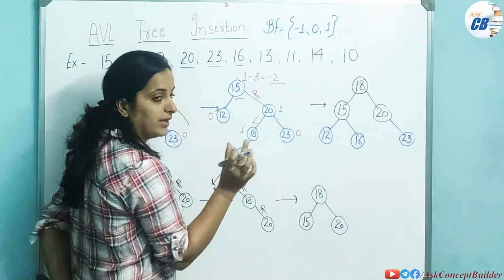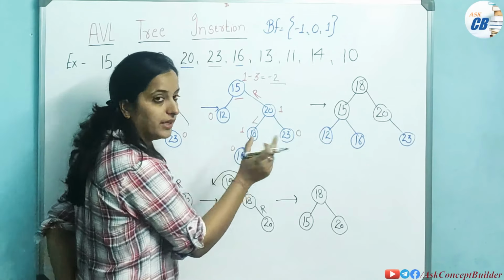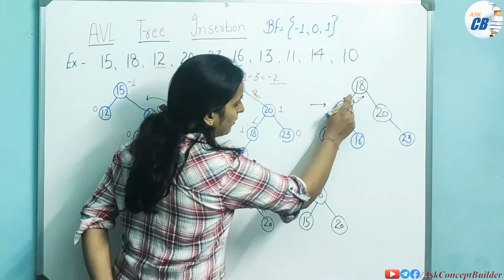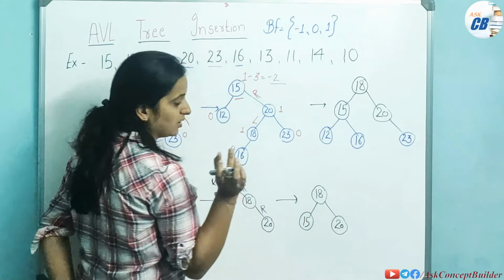So we have to check at which position we will put 16 now, and we must not leave any node out. We checked 16 with 18, so 18 is already there, but it will come on the left of 18. Now we have checked with 15, and now the position of 16 will be like this.